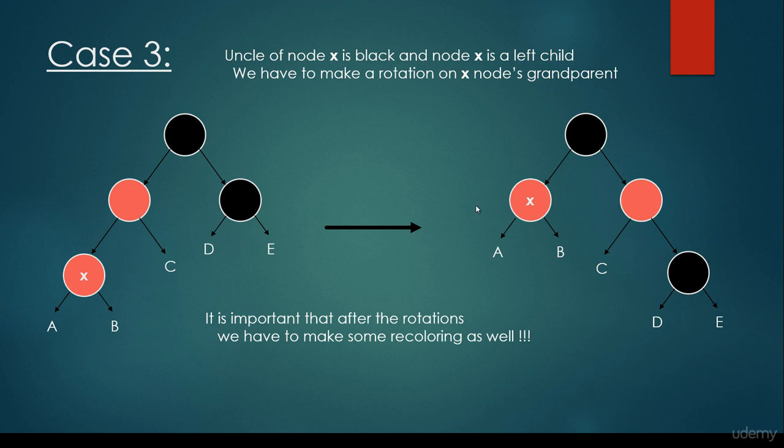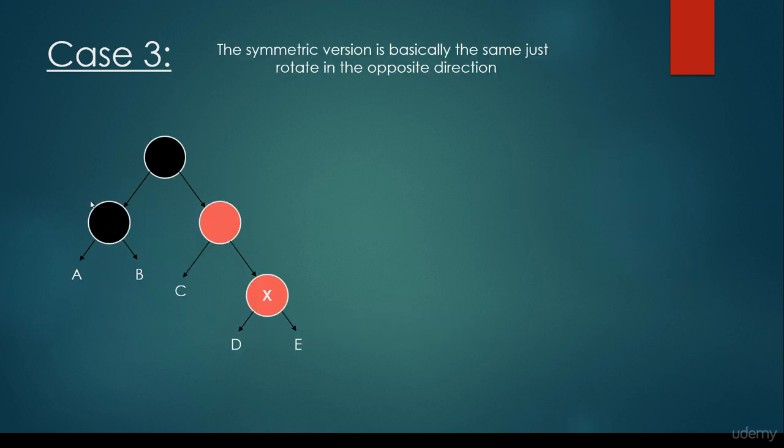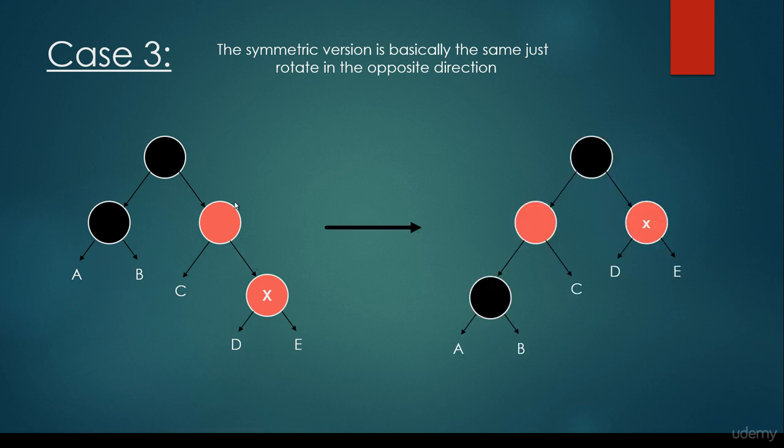Of course, because it has a symmetric partner, it's going to be the same for this situation, but instead of rotating the grandparent to the right, we have to rotate it to the left. So we have the node X as a right child of a right child. This is basically the right heavy situation. We just have to rotate the whole tree with the help of the grandparent to the left, and we have to make some recoloring. The grandparent's color will be red, and the parent of X will be black. And of course the subtrees are going to change, so the left child of the parent node is going to be the right child of the previous grandparent.